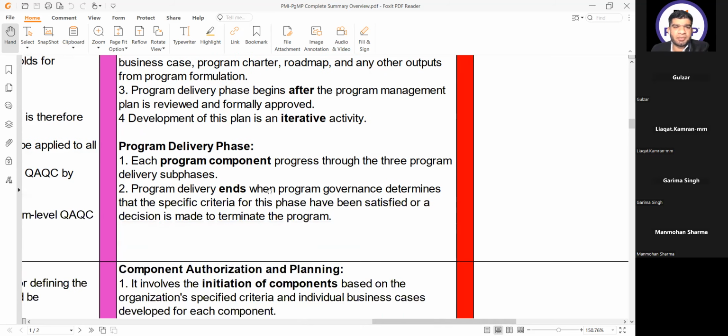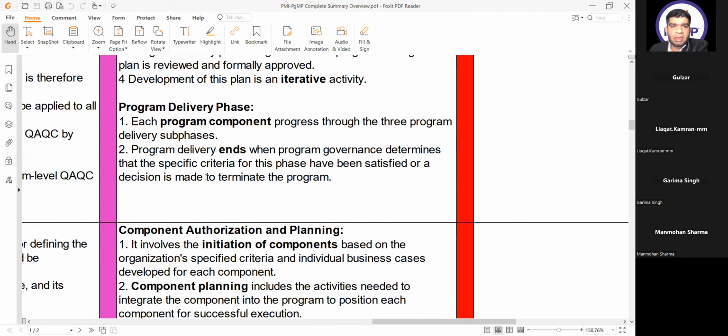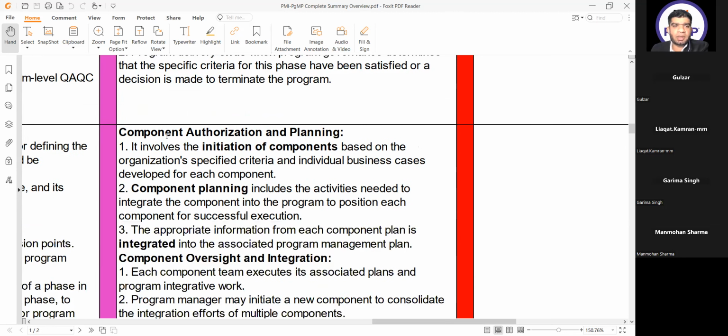Then in the program delivery phase, each program component progresses through the three program delivery surfaces. Program delivery ends when the program governance determines that the specific criteria for this phase have been satisfied or a decision is made to terminate the program. So these are the three surfaces of the delivery phase. Number one, component authorization and planning.